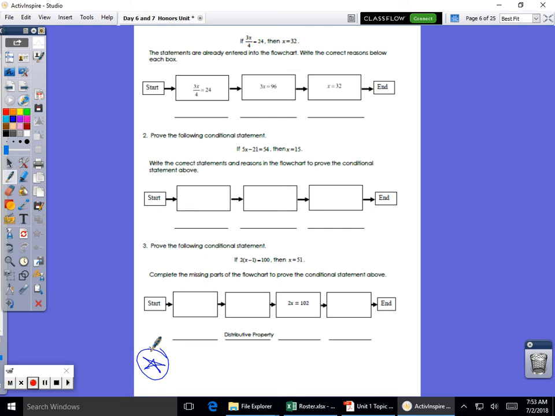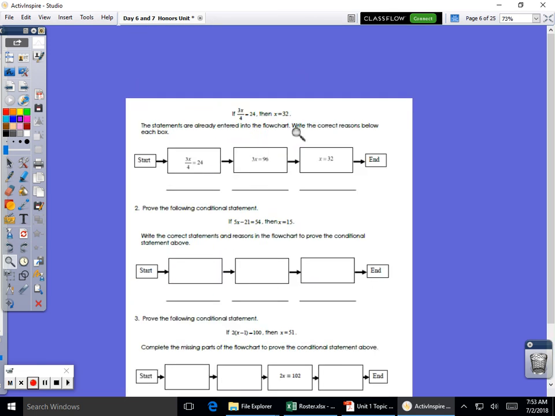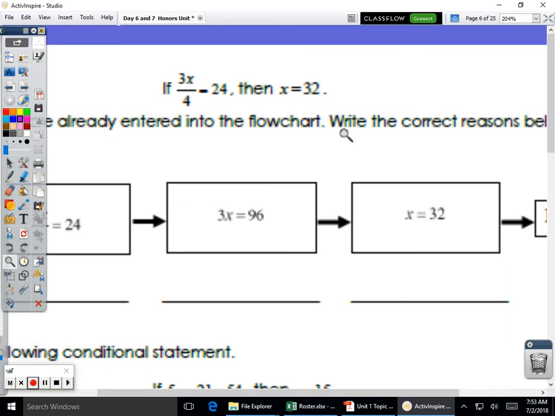All right, these are 3 problems. I will zoom in so you can see them better in case they're blurry. They're blurry here. I hope they're not blurry at home. So if 3x divided by 4 equals 24, then x equals 32. Please do a flowchart proof for that on a piece of paper.